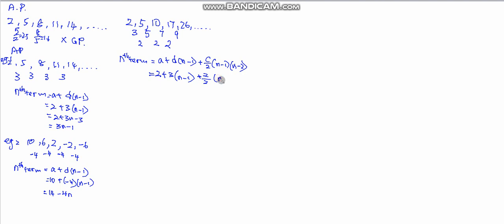Expand this, you got (n minus 1)(n minus 2), n squared minus 3n plus 2. Okay, now let's expand this. 2 plus 3n minus 3, this cancels, becomes plus n squared minus 3n plus 2. Okay, now this and this cancel off, n squared. So 2 plus 2, 4 minus 3 is n squared plus 1. Okay, now one more.